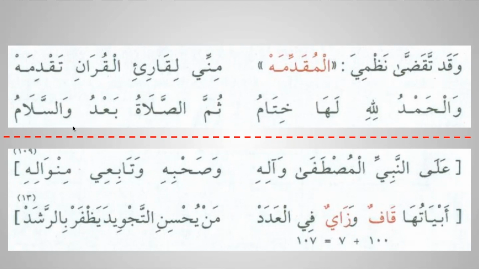And this is actually the official ending of the poem. وَالْحَمْدُ لِلَّهِ لَهَا خِتَامُ ثُمَّ الصَّلَاةُ بَعْدُ وَالسَّلَامُ. And this is verse number 107 of the poem. However, some later scholars, because the poem ends kind of abruptly, decided to add in 2 more lines. And this is approximately 100 years after Ibn al-Jazari. So not his students, but perhaps the students of his students. They added in 1 more line.